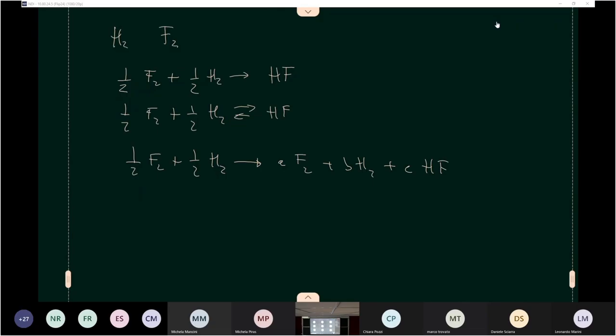We have also seen, not for this reaction but for H2O2, that overall we have to consider also the other reactions. So if we have reactions 1, 2 and 3, we have 4, which is the case where we have also further reactions, in this case, for the formation of F and H. So in this case, we have the first reaction for the formation of HF, but also the formation of F and the formation of H.